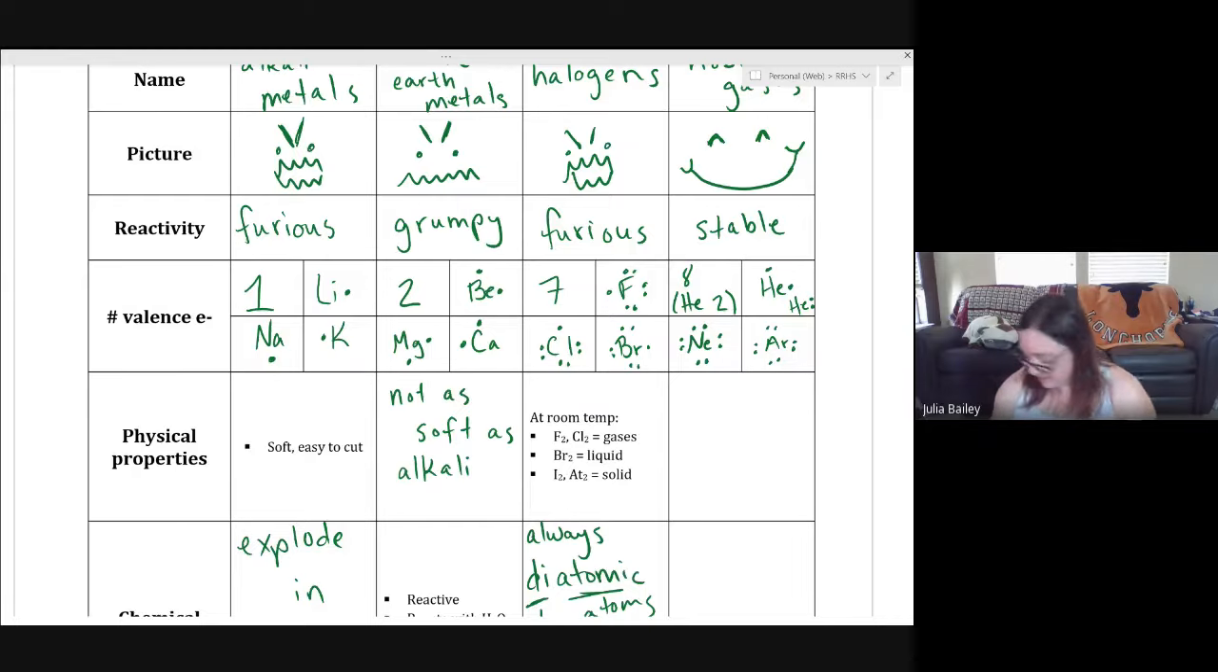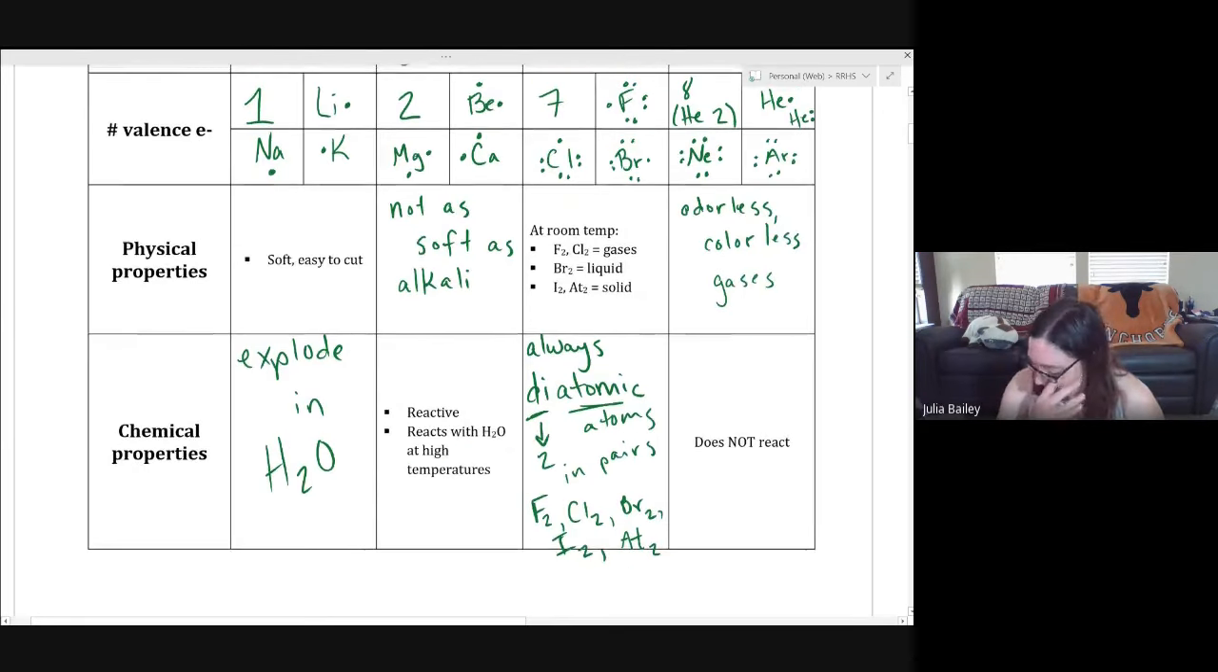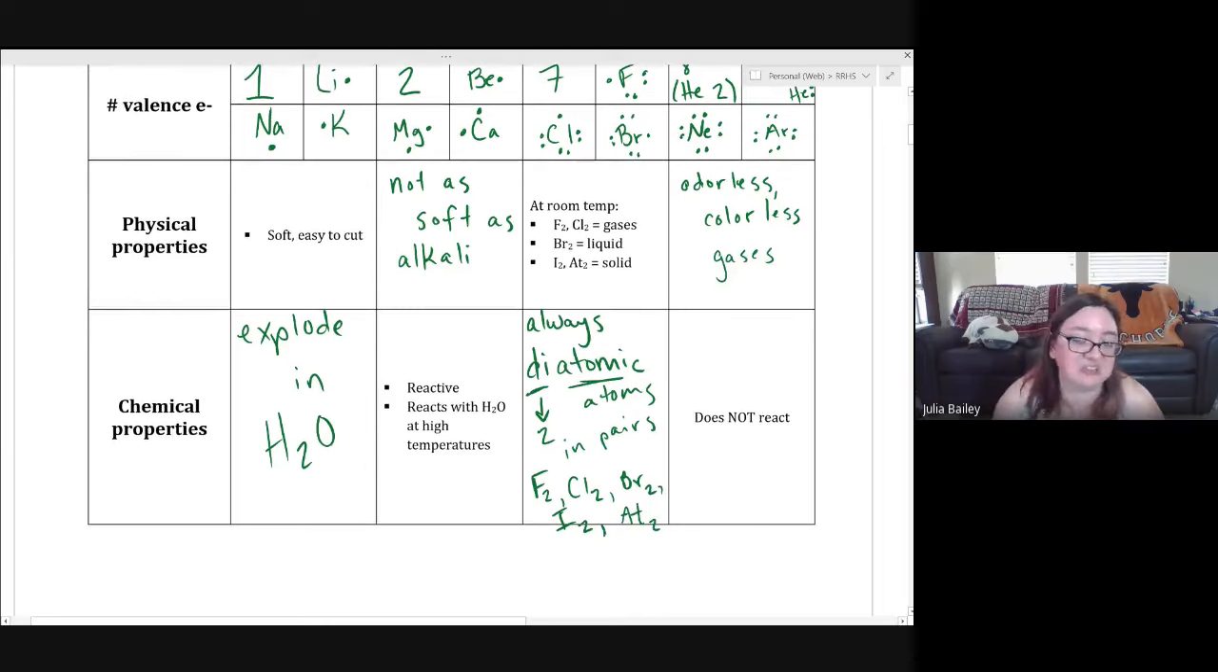Okay. Noble gases are odorless and colorless gases. So you may be thinking neon's not colorless, but that's actually when they put it in those neon light tubes, they put other stuff in the tube to give it the color. And also they run electricity through it, which plasmatizes it. And it's a whole thing. Anyway, noble gases also do not react. We have a special vocabulary word for that. That's called inert. They do not react.